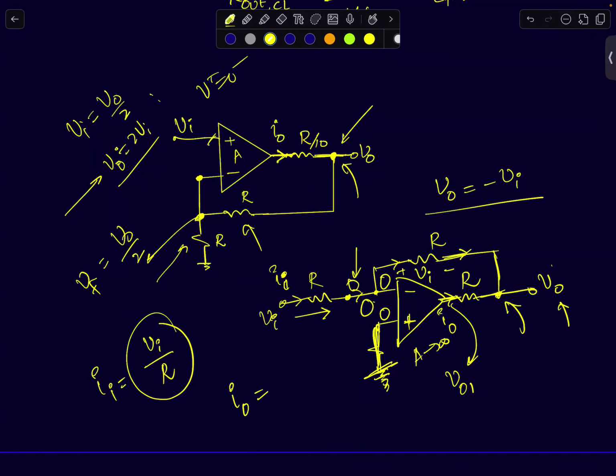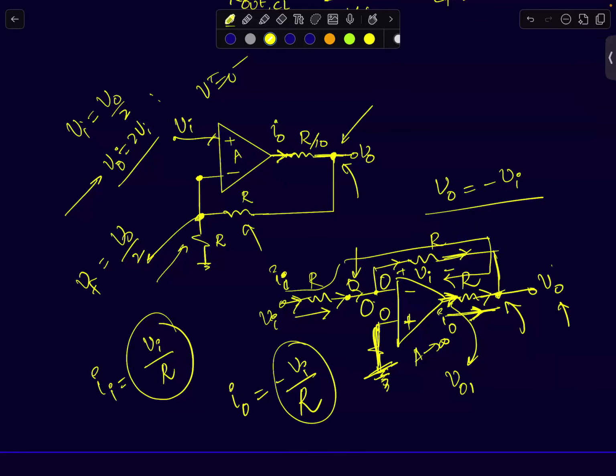Remember, keep the direction of current in mind. I'm showing it as the current being supplied by the op-amp. So the current that is being supplied is Vi by R, right? Vi by R is the current that's flowing through this resistor, that's flowing through this resistor as well, and that has to flow here as well. So the current that's being supplied by the op-amp is minus of Vi by R. I'm just maintaining the polarity. The directions I'm keeping in mind because I'm treating it as current supplied by the op-amp.